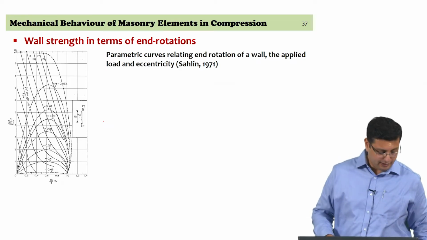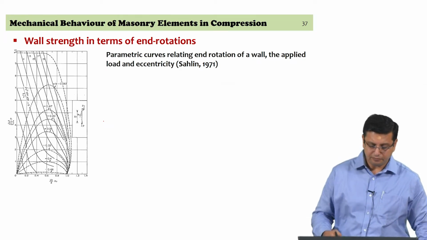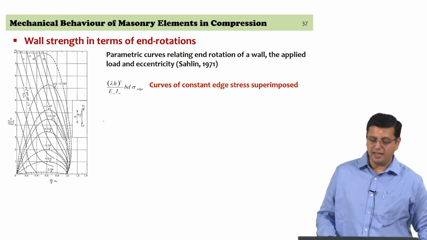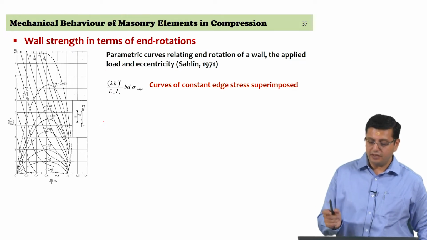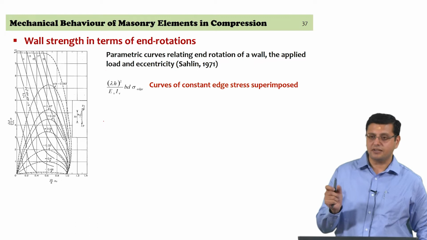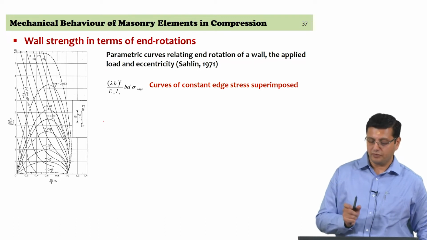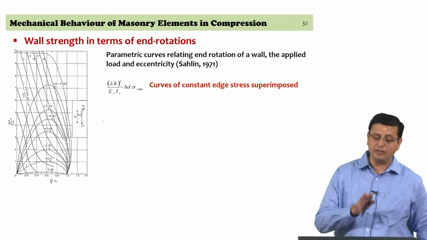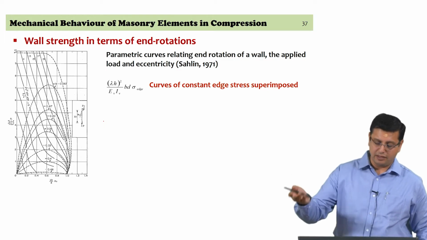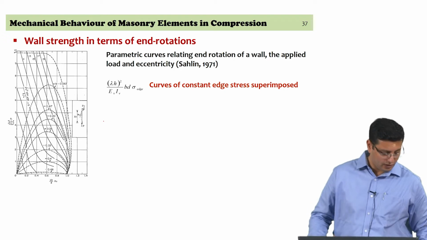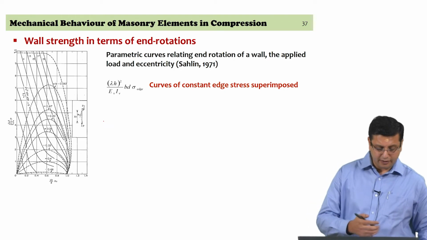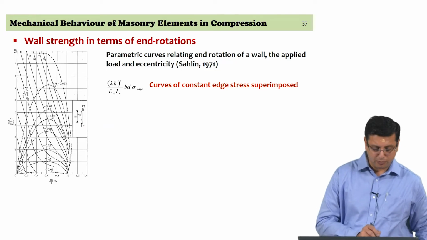So, this set of parametric curves from this work that is being quoted here, Salin 71, looks at being able to estimate the stress level in the wall, because of a combination of these effects, the end rotation of the wall, the total applied load, and the eccentricity of the load itself. Here let me make specific reference to the small figure that is there.